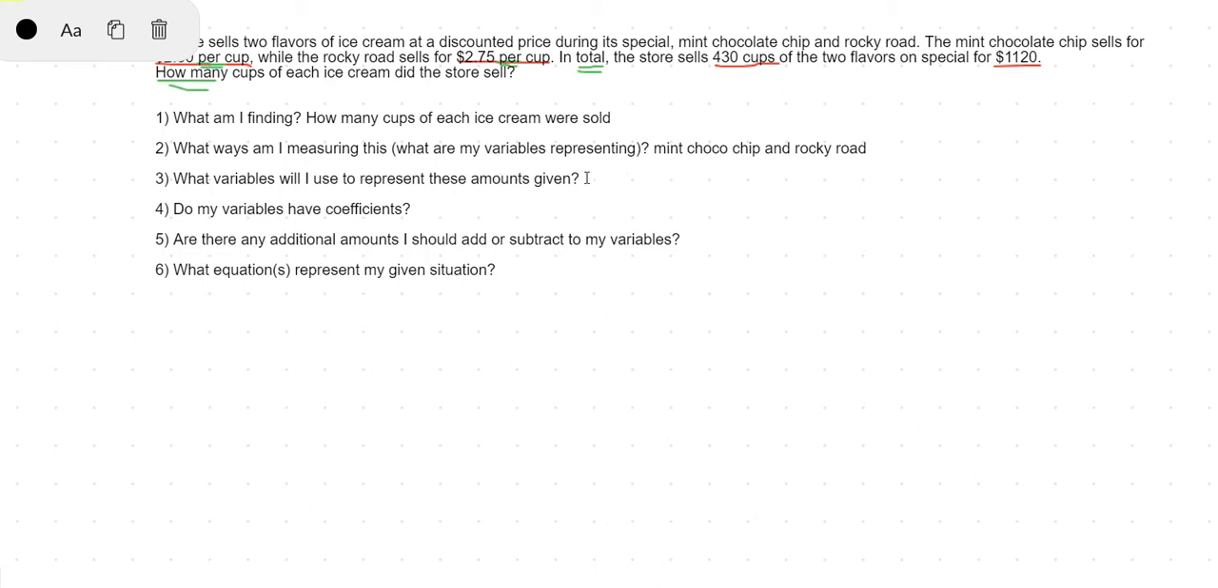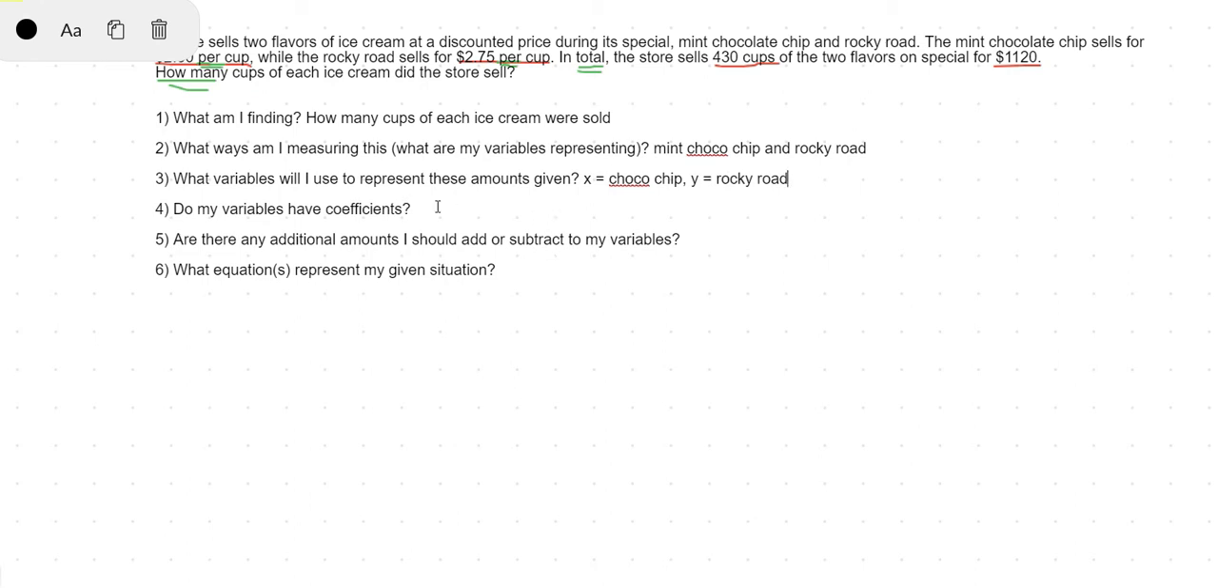What variables am I going to use to represent these amounts? Technically, you could use any variable you want. I am going to go ahead and put x equals chocolate chip, and y equals Rocky Road.